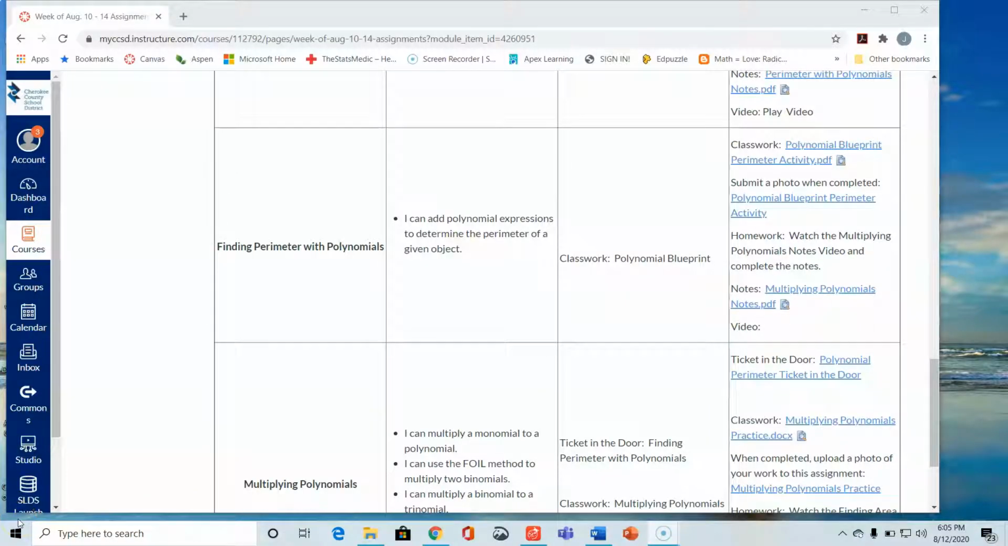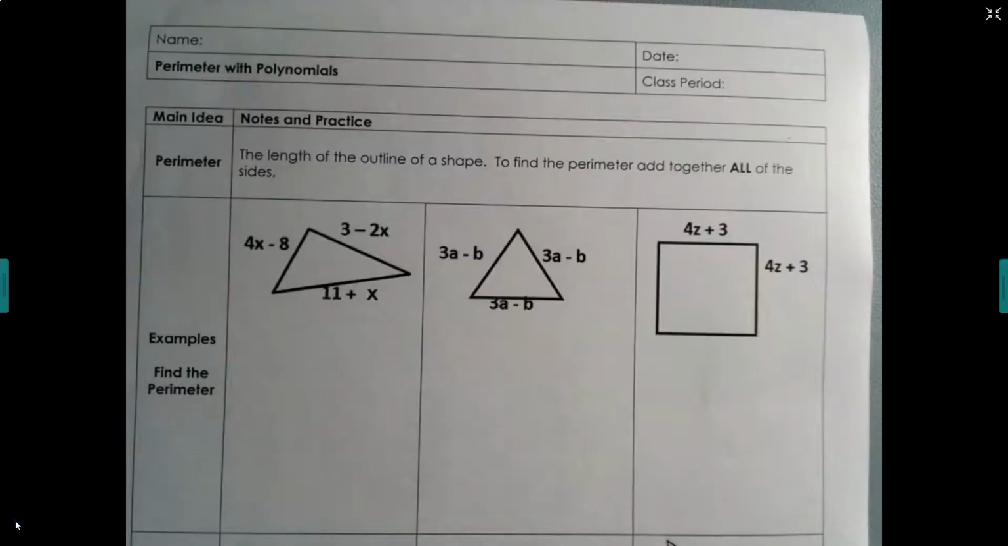Welcome to this video on finding perimeter with polynomials. By the end of this video, you should be able to add polynomial expressions to determine the perimeter of a given object. All right, so a perimeter is the length of the outside of a shape.